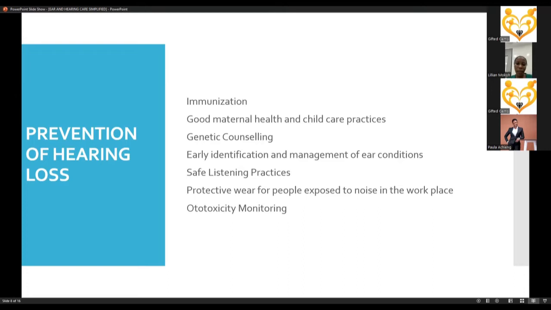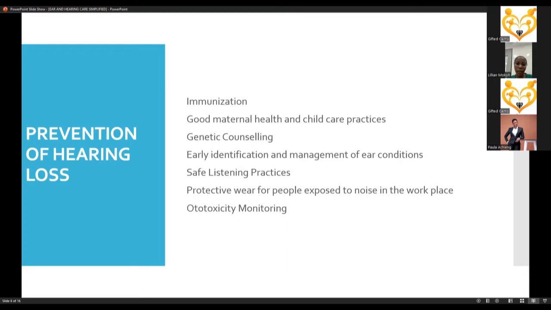Again, good maternal and child care practices. So making sure that your child has received proper nutrition, has received the proper medication, avoiding interventions such as giving your child medication at home without seeking care. As we have seen, medication can easily cause hearing loss, especially if it is unmonitored, or without a medical personnel prescribing the proper dose and the proper medication.